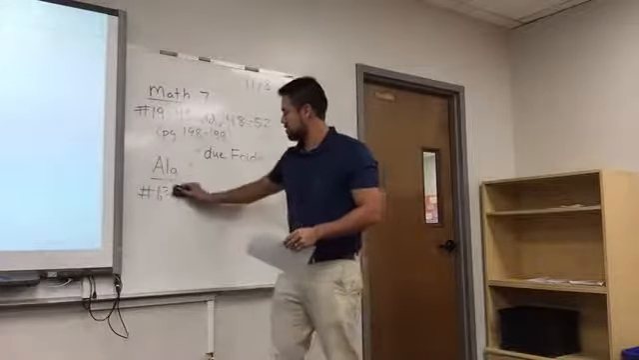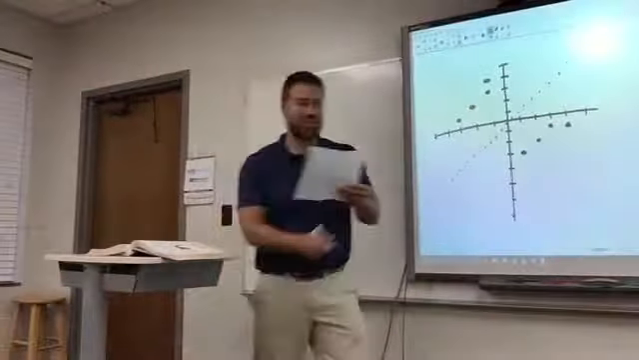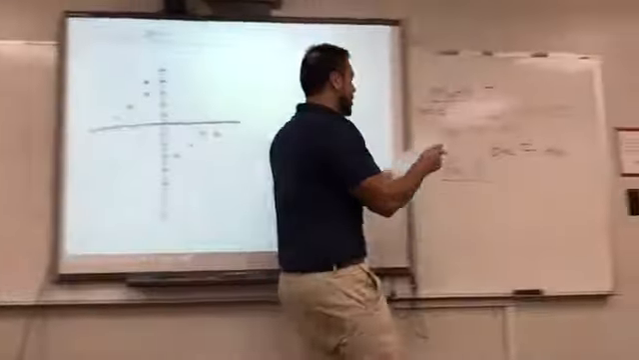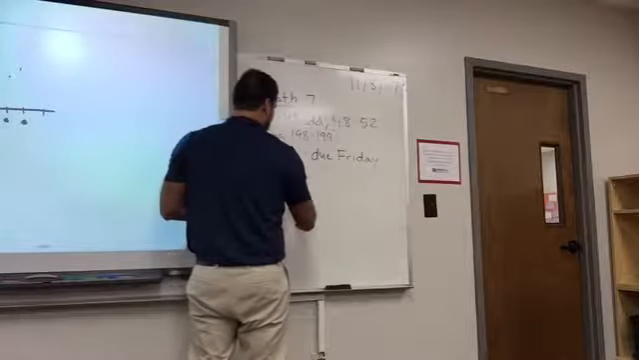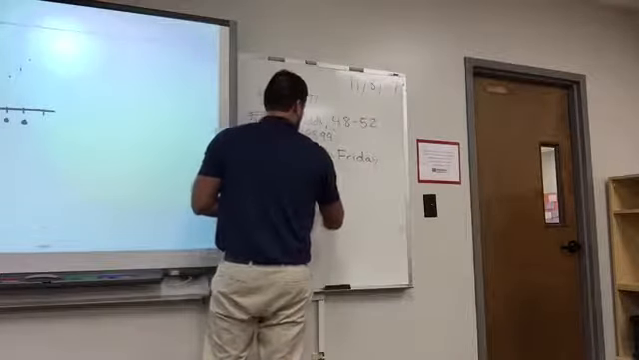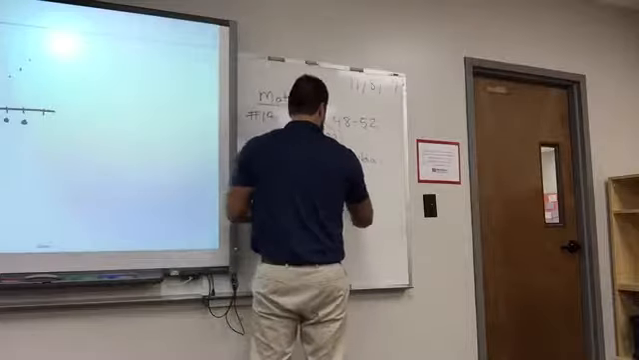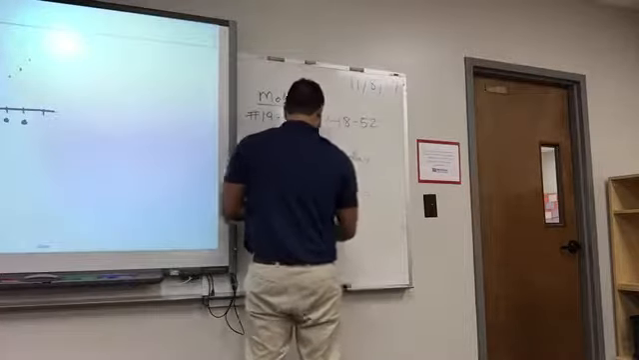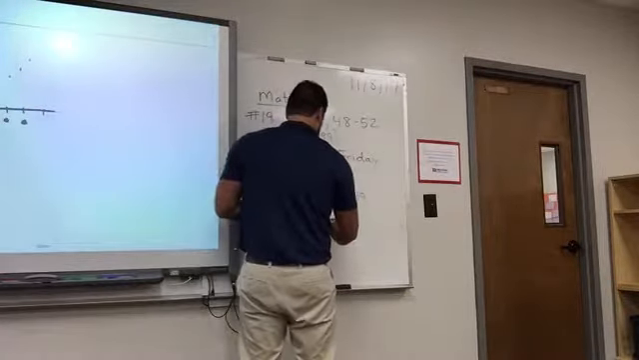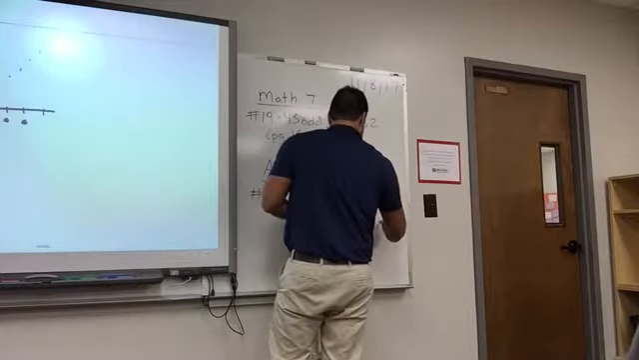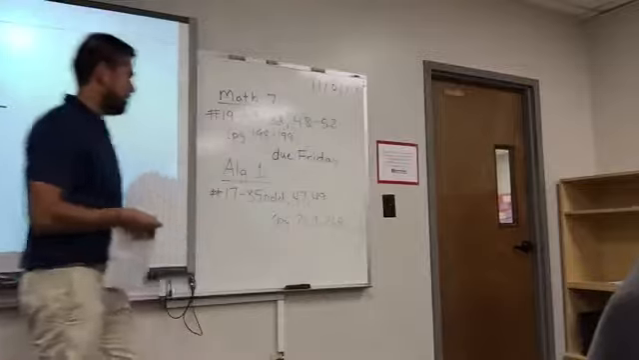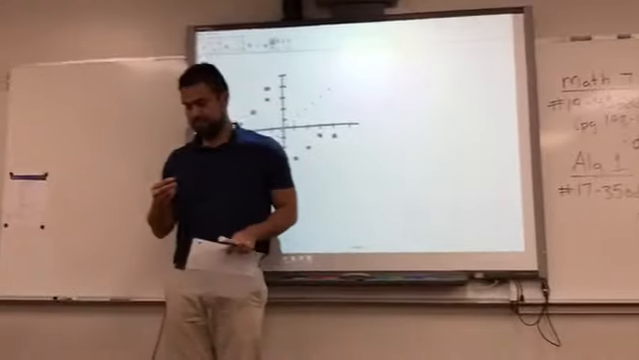Okay, your homework, since you guys are so enthusiastic, is going to be 17 to 35 odd, and 47 and 49. Pages 267 to 269. All right. So a little goodbye.